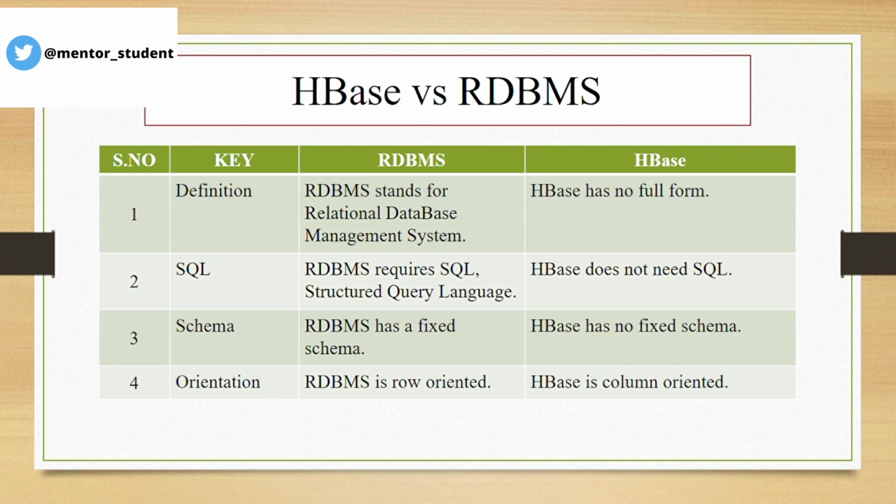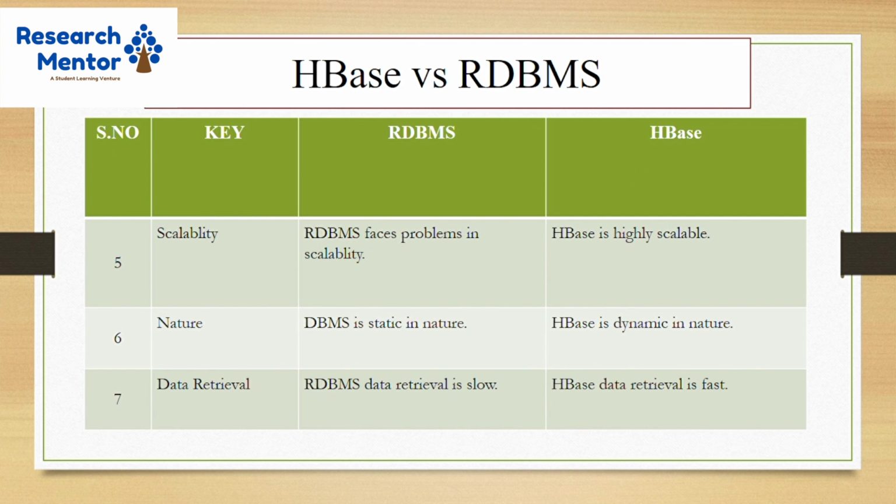Next is in terms of orientation. RDBMS, we know, is a row-based oriented system, that means record-based. But HBase is a column-oriented system. Next is in terms of scalability. RDBMS faces problems in scalability, but HBase is highly scalable.